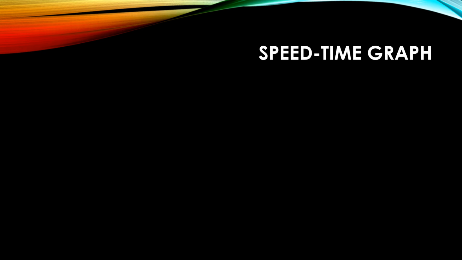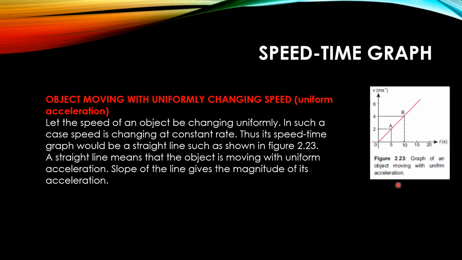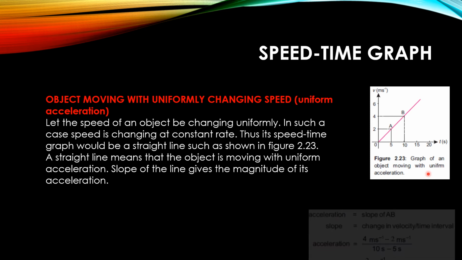Now we will discuss another speed time graph, for an object moving with uniformly changing speed. Let the speed of an object be changing uniformly. In such a case, speed is changing at a constant rate. Thus, its speed time graph would be a straight line, as shown in figure 2.23. A straight line means that the object is moving with uniform acceleration. The slope of the line gives the magnitude of its acceleration.